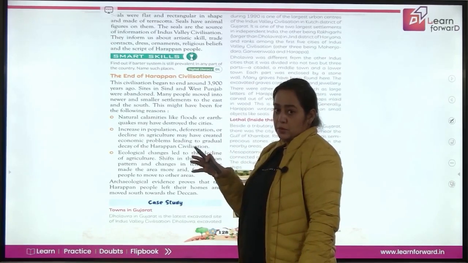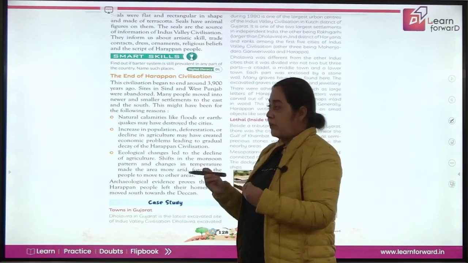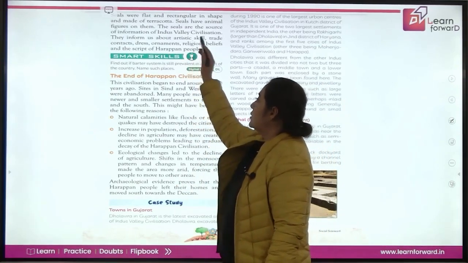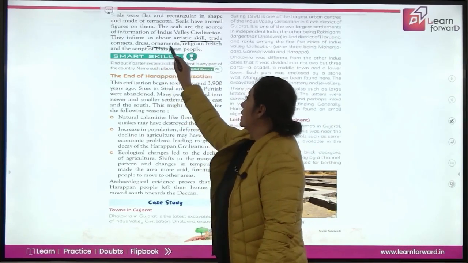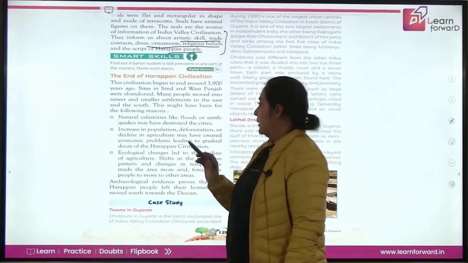Animal figures from the case. It's flat, of rectangular shape, the terracotta of each time. It's the animal figure of the case. Artistic case, braid, contact, dress ornament, and the case of the case. It's the barrel.